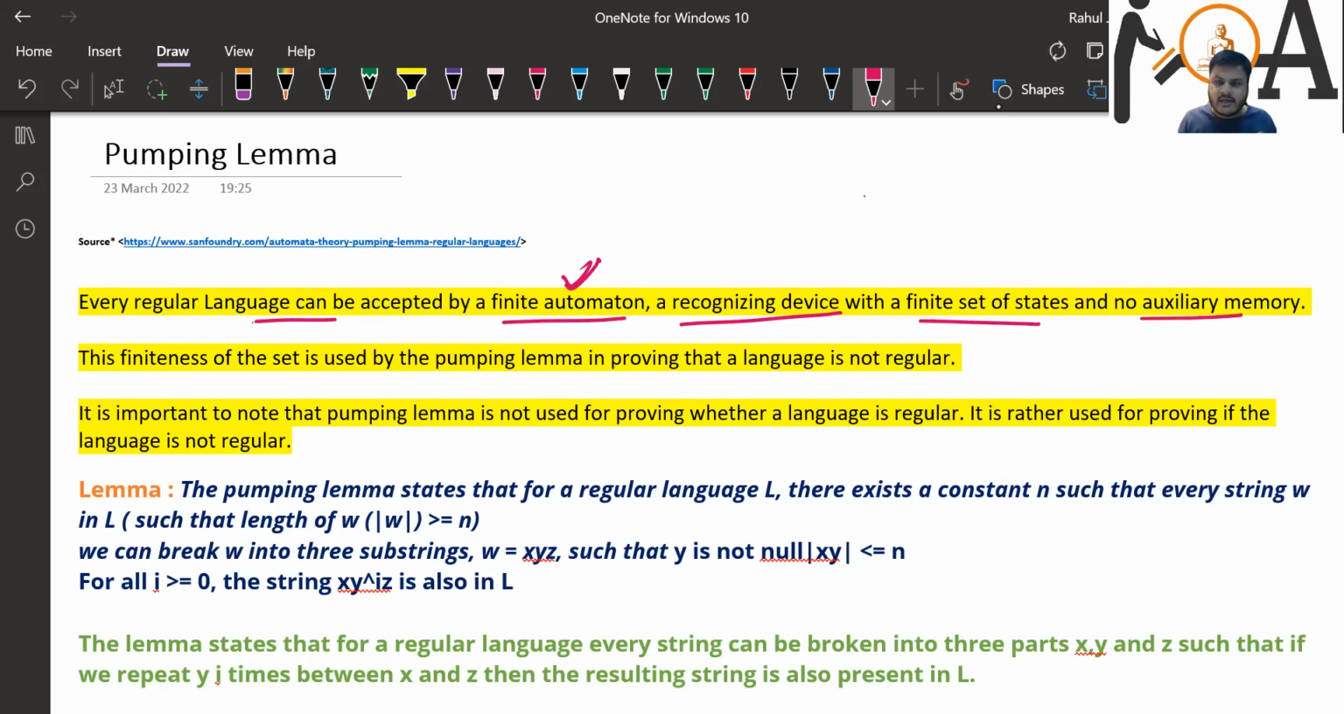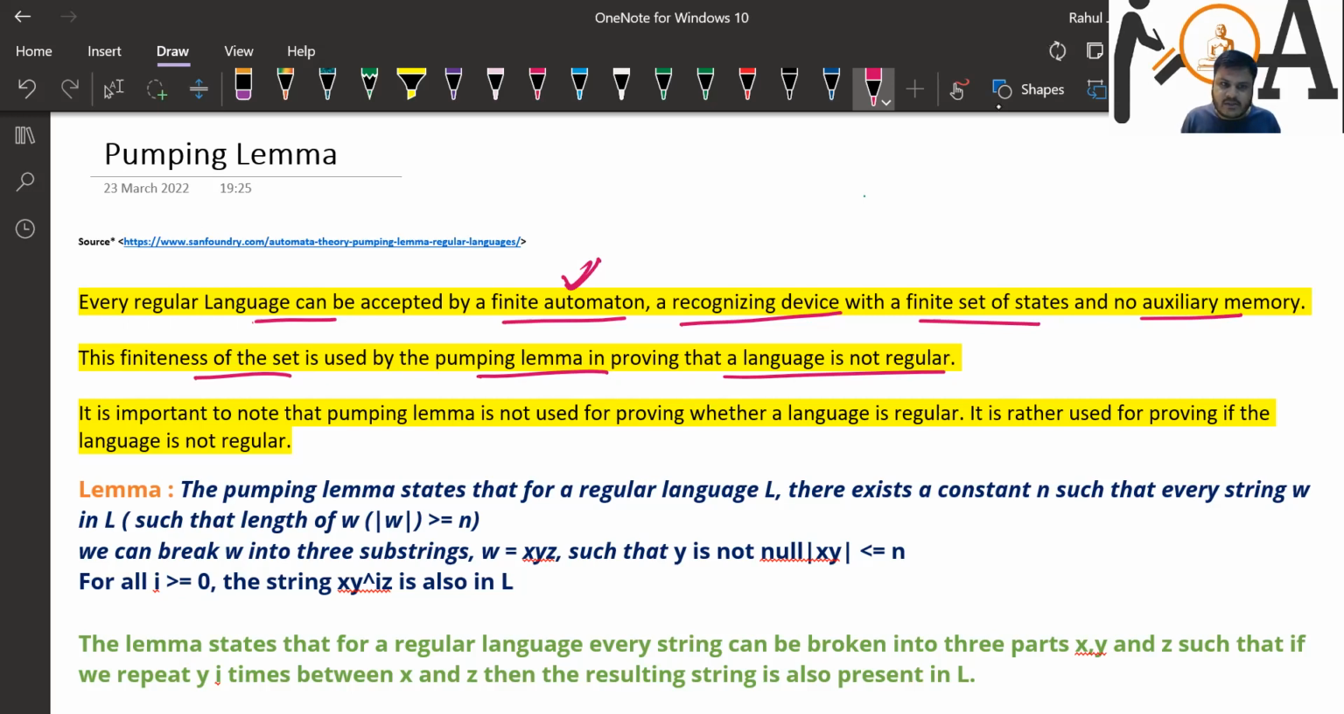It means that without any extra memory, some finite states of automata are there, which are going to accept all your regular languages. The finiteness of the set is used by the pumping lemma in proving that a language is not regular. It means that the finiteness nature, we are going to use this and will prove that any language is not regular.